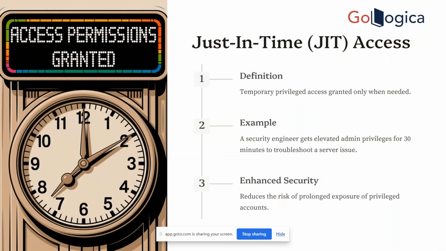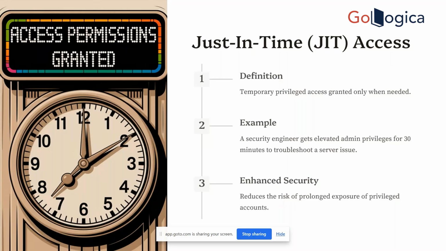Now there is one more term, we call it just in time. Just in time access means what? It is temporarily privileged access granted only when it is needed. As I told you earlier, if one of the persons is on leave, who can do his task? Because this project is going to be deployed today. Today is a go-live day. So who can do this kind of activity?